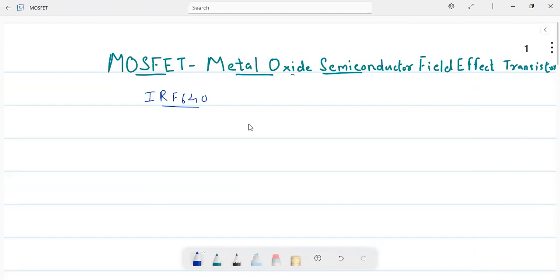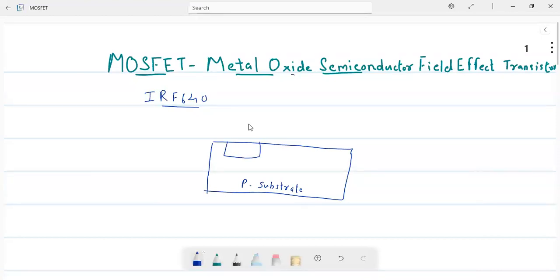Before that, why is this MOSFET called metal oxide semiconductor? We can take an example of any one MOSFET, its layer diagram. In a MOSFET, a substrate will be there. It can be either P or N. Now I am taking P. We have seen three terminals, right? Drain, source, and gate. So I'm taking here, this is your source connection. This can be drain.